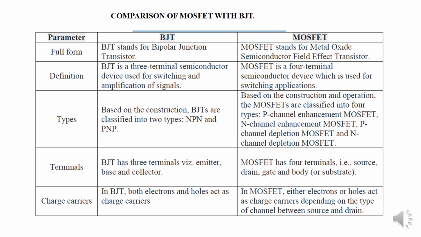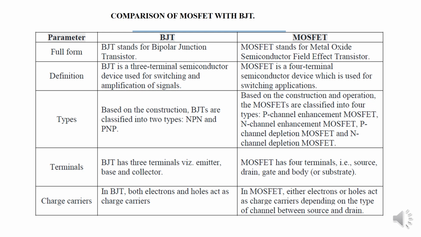Next one is the comparison of MOSFET with BJT. Here we are seeing some of the parameters. The first parameter is the full form: BJT stands for bipolar junction transistor, and MOSFET is the metal oxide semiconductor field effect transistor. The definition for BJT is a three-terminal semiconductor device used for switching and amplification of signals. The MOSFET is a four-terminal semiconductor device which is used for switching applications. The types of BJT are classified into NPN and PNP.